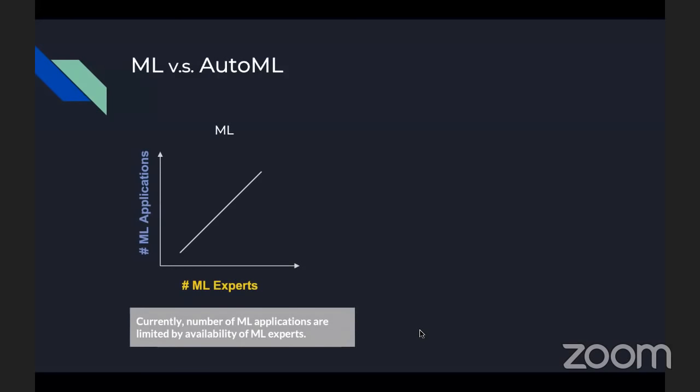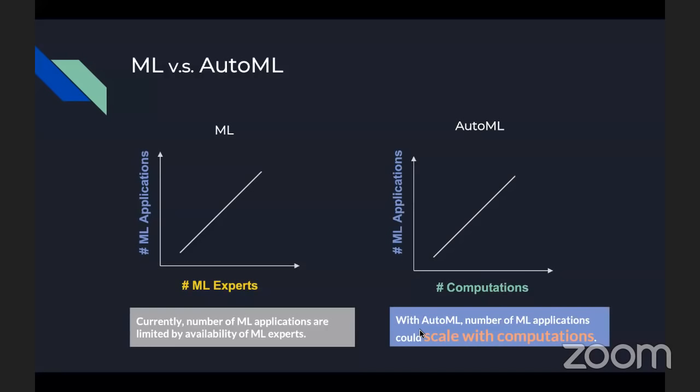Compared to ML, which is our current situation, where the number of machine learning applications is actually capped by the number of machine learning experts globally, we can change to the AutoML context, where the number of machine learning applications can scale with the amount of computation. That means if we can build more computation, more hardware, then we can solve more machine learning applications, which seems more promising than training a lot of machine learning experts in a short time. So with AutoML, we want to scale machine learning with computation. That's the motivation why we propose AutoML.